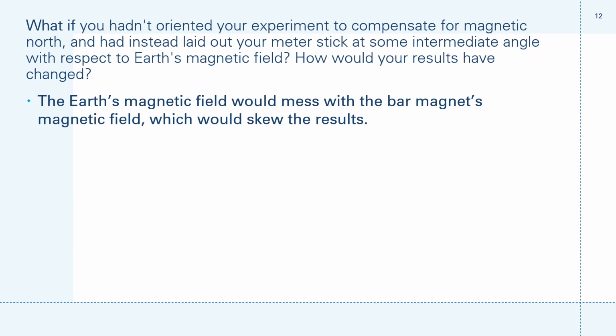Then we move on to the what if questions. What if we had oriented to magnetic north? How would that have affected our results? The Earth's magnetic field would have messed with the bar magnet's magnetic field, which would skew our results.